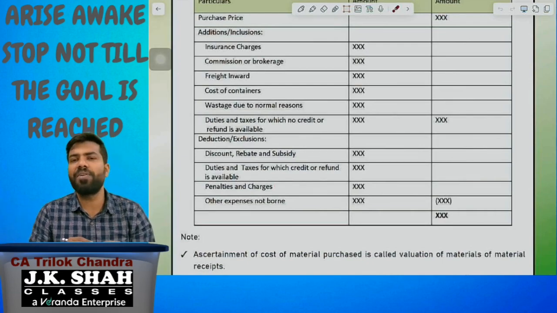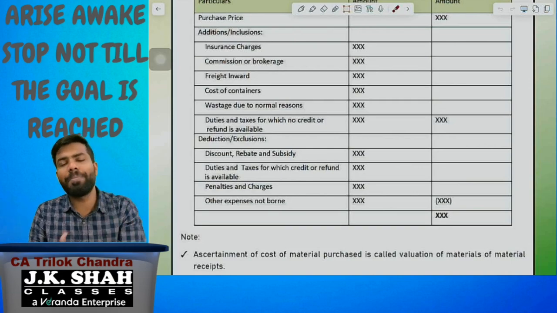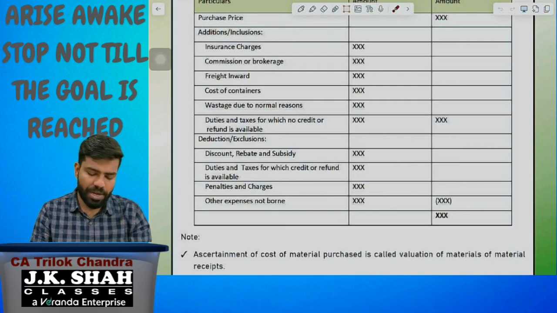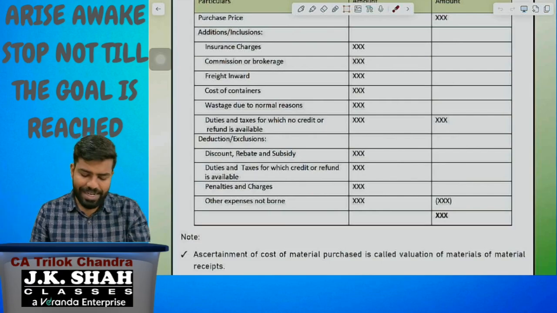Next, penalties and charges exclusion. Penalties will not form part of the cost. Penalties are levied due to violation of law. That penalty has to be borne by the management and will be transferred to the P&L account. It will not form part of the cost of material. Any other expenses not borne should also be excluded. Let us discuss this in detail.